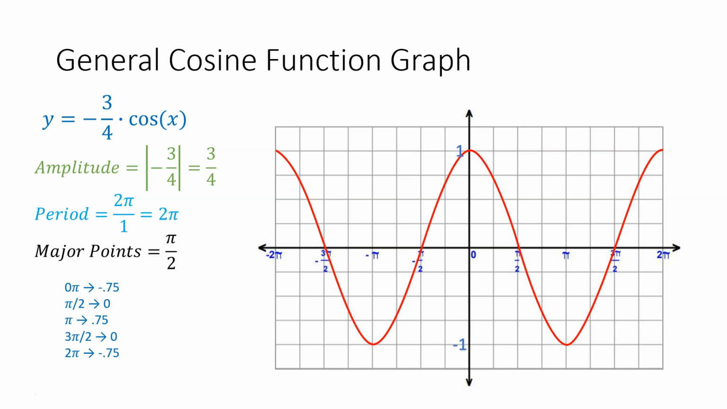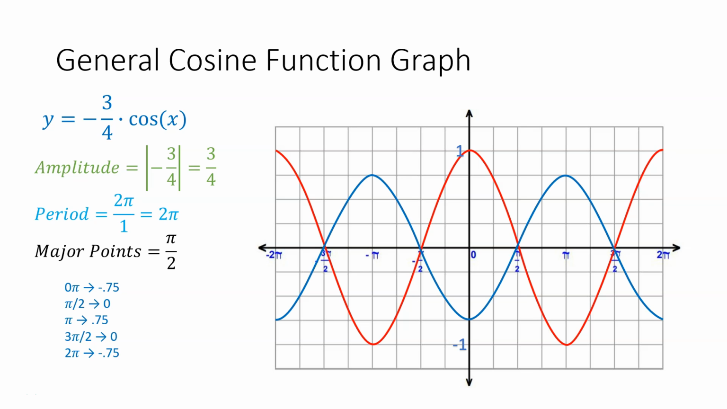So we take a look at our values. Our starting point didn't change, and we are still increasing by pi over 2. So the x values don't change. Here is where our negative 3/4 value is going to kick in. Instead of it being 1, 0, negative 1, 0, 1, we're going to take all of those values and multiply it by negative 3/4. So our new values are negative 3/4 or 0.75, 0, 0.75, 0, negative 0.75.